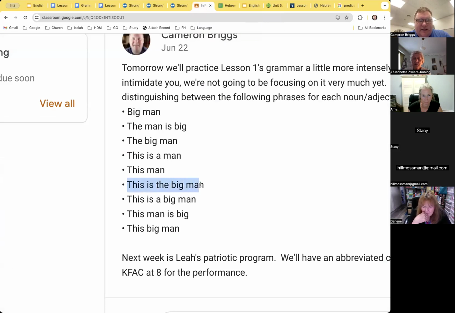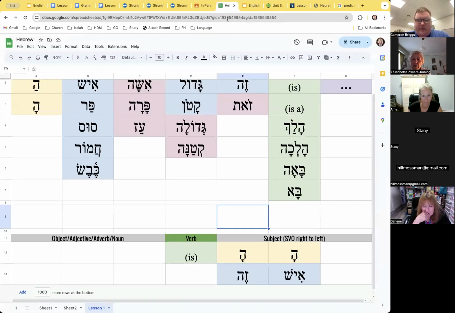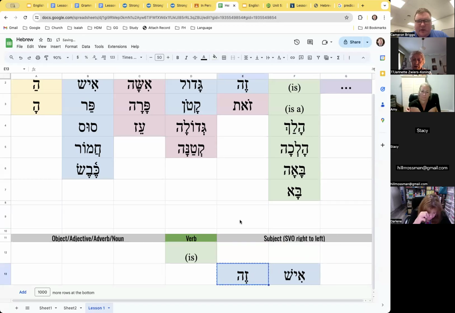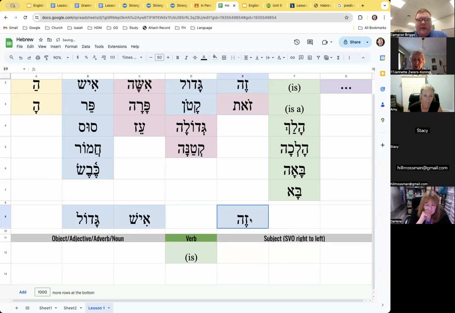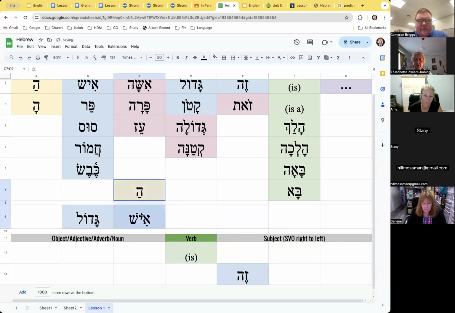All right. So this is the big man. Let's get our parts up here. I'm constructing it in English. This is the big man. We've got gadol. And so we know that ish has a ha on it, and so it's going to put ze over here by itself.